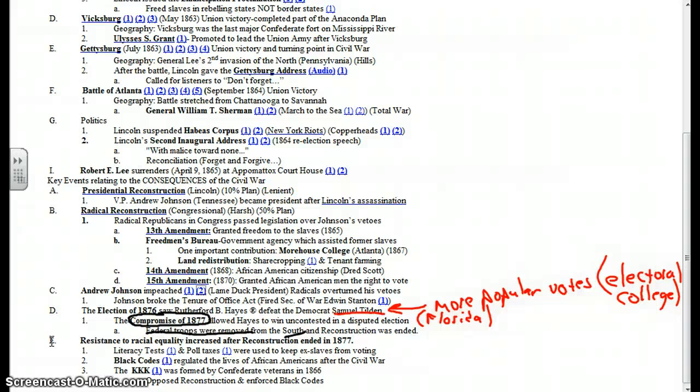That is why we use the dates 1865, which was Lee's surrender at Appomattox Courthouse, as the end of the Civil War, and then 1877, the Compromise of 1877, is the end of the Reconstruction period, because there were no longer any troops in the South to enforce Reconstruction. This concludes Unit 6, Section 3, the election of 1876 and the Compromise of 1877.